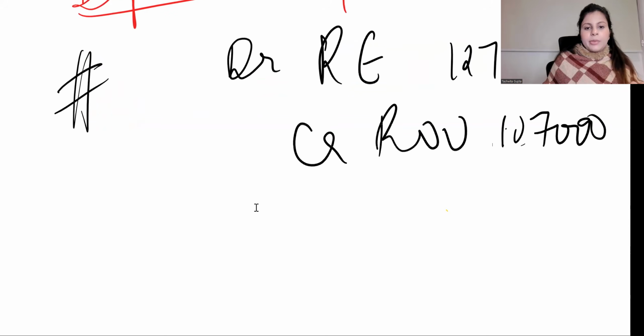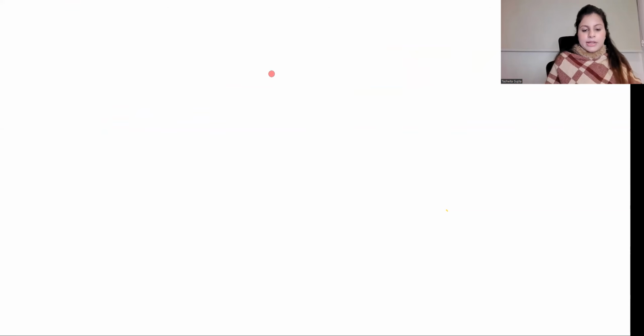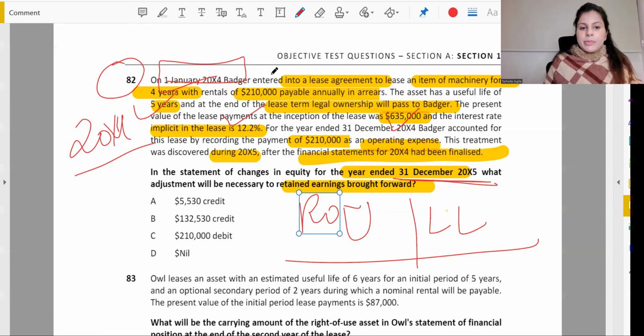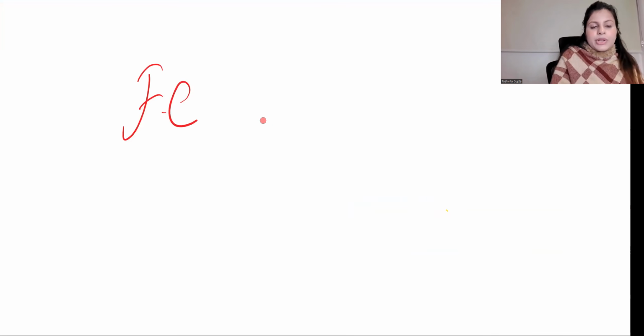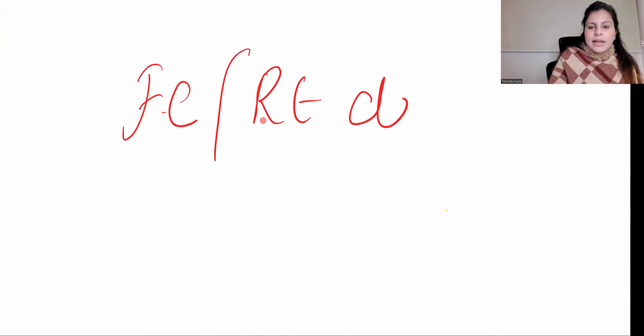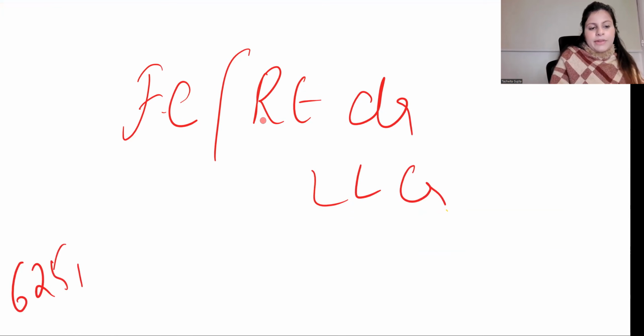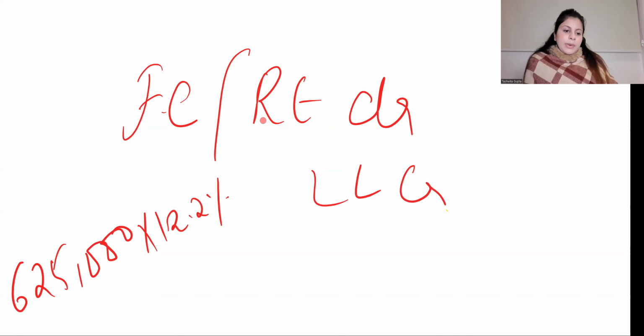So what will happen next on lease liability? What's your subsequent treatment on lease liability? You need to unwind the interest. What's your cost of capital? What's the interest rate implicit in the lease? 12.2%. So your entry is finance cost debit, which again impacts your retained earnings, and lease liability credit. What is 6,35,000's 12.2%? I'm doing the subsequent treatment of lease liability.